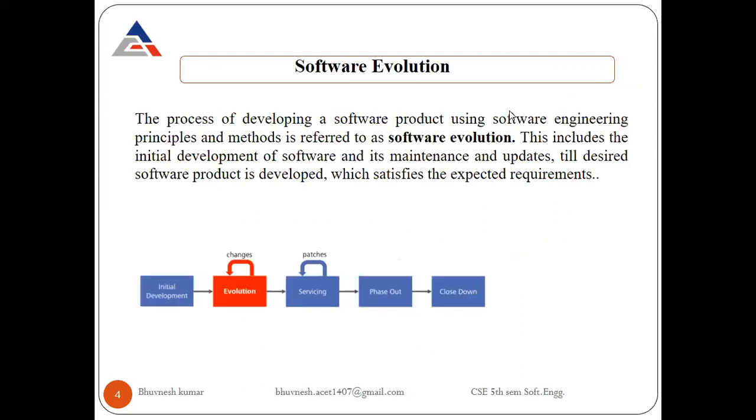Then there is your software evolution. What does software evolution mean? The process of developing a software product using software engineering principles and methods. And these principles and methods are your standards. We have to develop our product in a proper method, in a proper way.